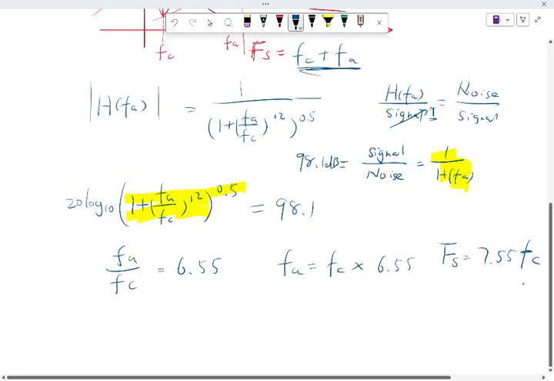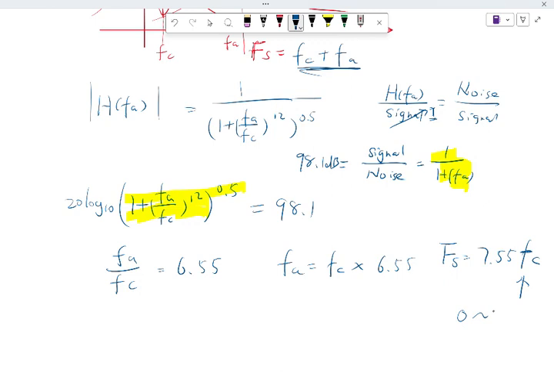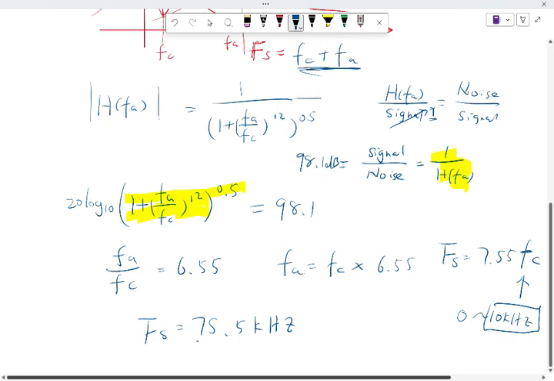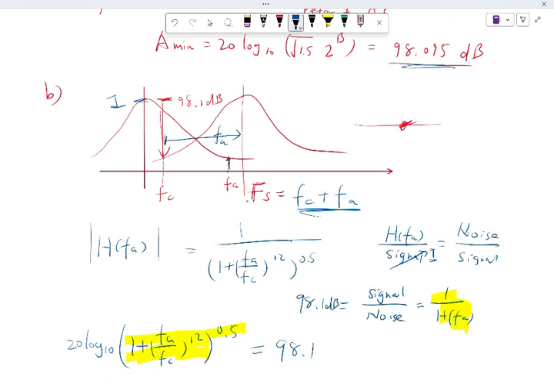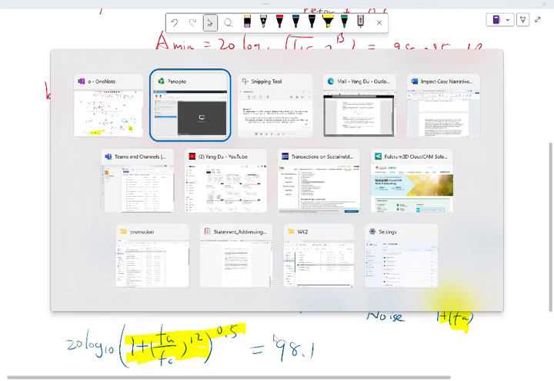How much is Fc, the cutoff frequency? If you remember, the signal of interest is from 0 to 10 kHz, so we're going to use the high band. Fc will be 10 kHz. Then Fs equals 75.5 kHz. With this sampling frequency, the error is small enough that the ADC won't pick it up. Of course, a higher frequency will be even better, but this is the minimum to avoid picking up this noise. Right, so that's this one.